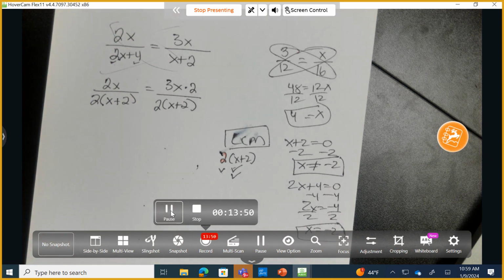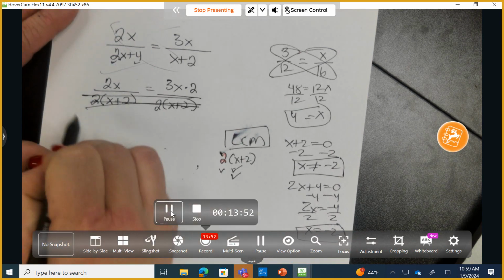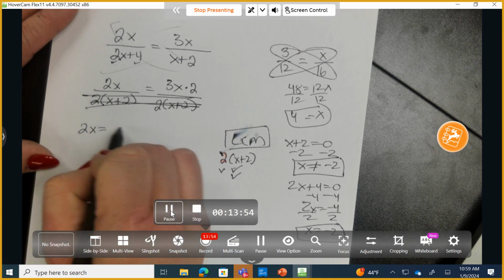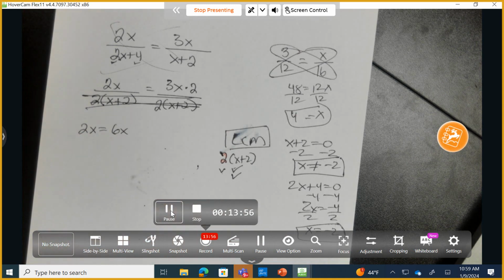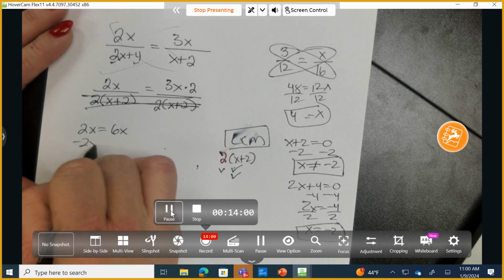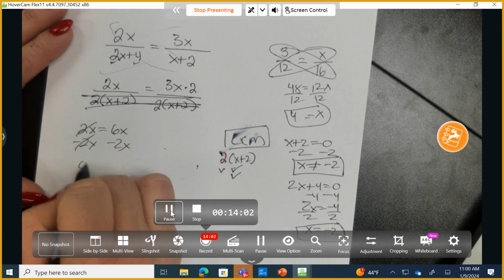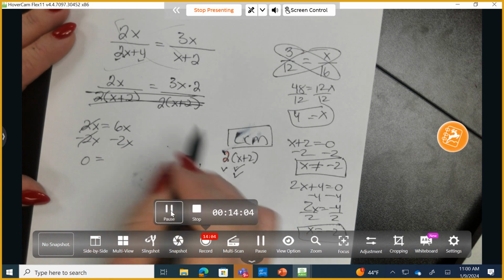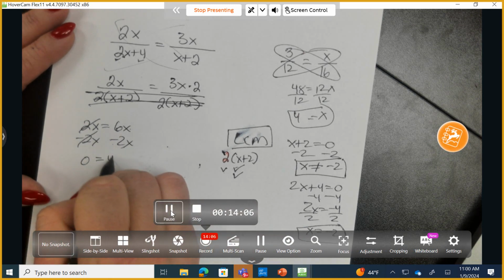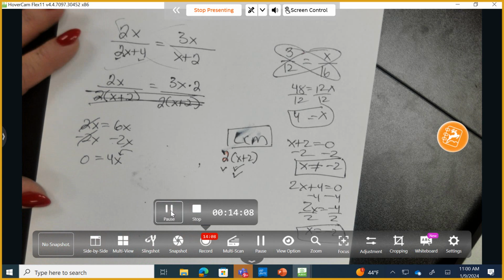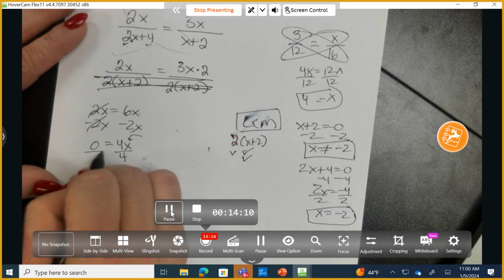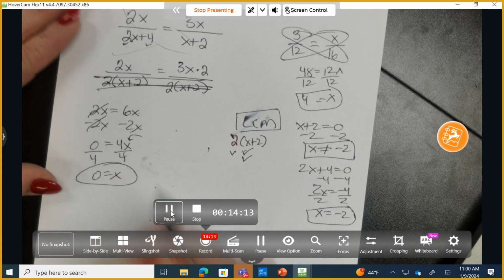Now the denominators are exactly the same. I cross it out and I can write at the top 2x equals 6x. Well, I think I'm going to move the 2x to the other side. So minus 2x, so there's nothing left on the left-hand side. And 6x subtract 2x is 4x. If you're trying to isolate the x, opposite of multiplying by 4 is dividing by 4. I got x equals 0.